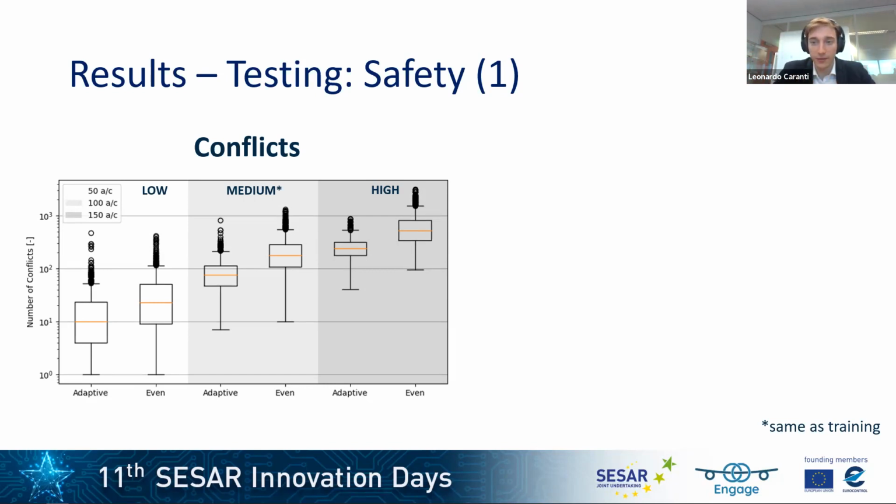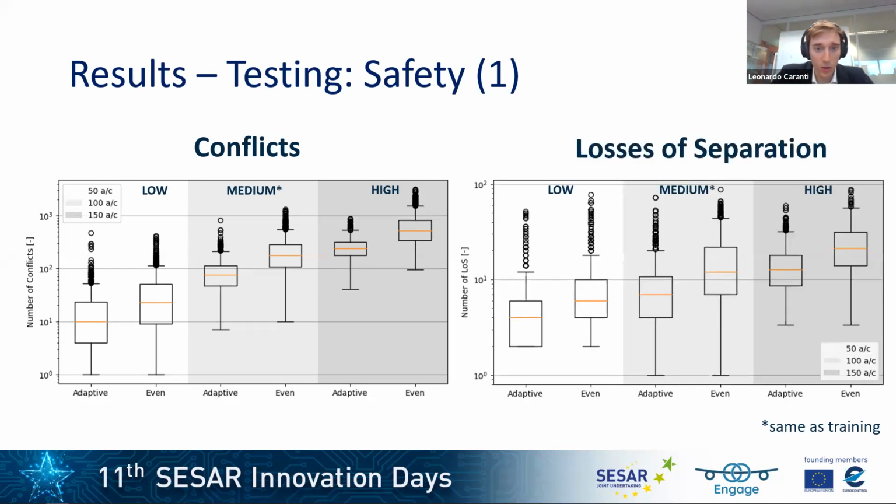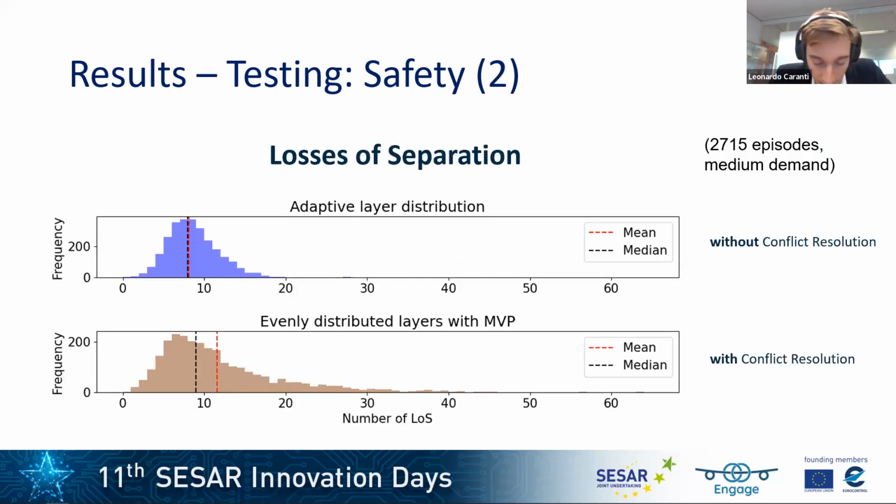And already from this graph, one can see that the number of conflicts for the evenly distributed layers is significantly higher, and the adaptive layers seem to perform better. I would like to point out how the y-axis is logarithmic, so the differences are even more pronounced. A similar conclusion was drawn from the losses of separation for the simulations. And by looking at these 2 graphs, another conclusion on the emergent behavior of the algorithms was drawn, which I will explain with this slide.